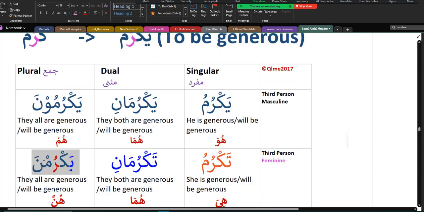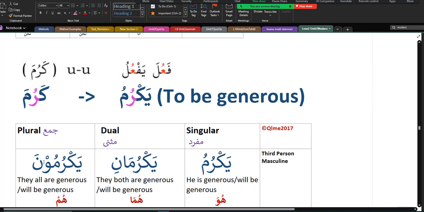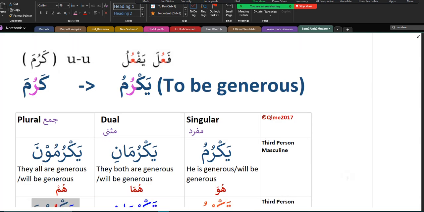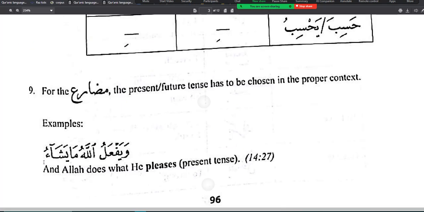Very good, sister. What is takrumina? You, female, honored. Are generous. Okay, very good. What is nakrumu? We are generous, or we will be generous. Very good. MashaAllah.